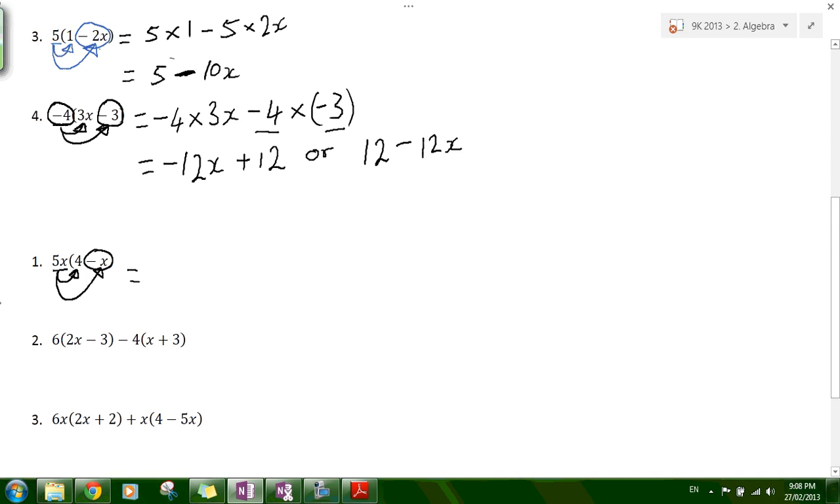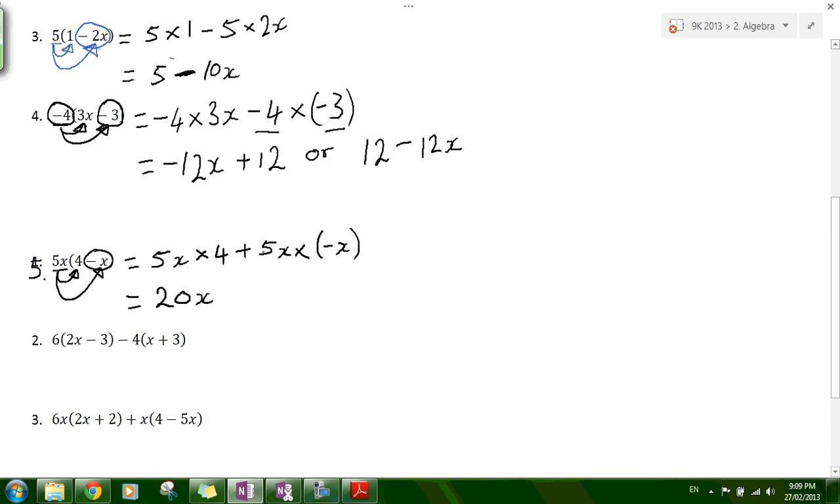Alright, ignore that number, that should be number 5. Okay? So if we multiply the 5x with the 4, we end up with 5x times the 4, plus 5x times minus x, so negative x. Well, 5x times 4, that's 20x.